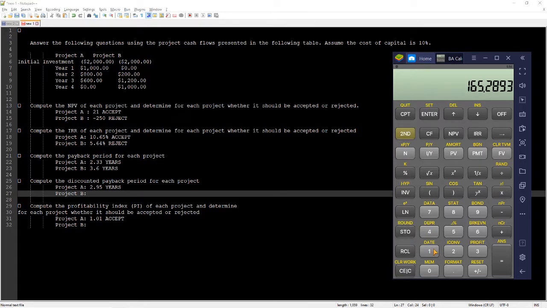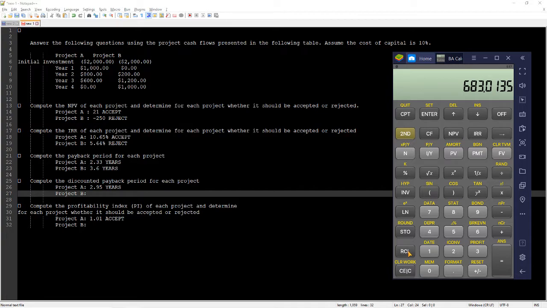Now we have 1,200, but it's to the third power, so we have to actually do 1.1, y to the x, third power, and store that in 7. And now we can do the 1,200 divided by recall 7. It gets 901. We can store this in 2. We're doing the same thing for year 4 to the 4th power. Store in 7. And then we take the $1,000 divided by recall 7 again. 683, store it in 3.